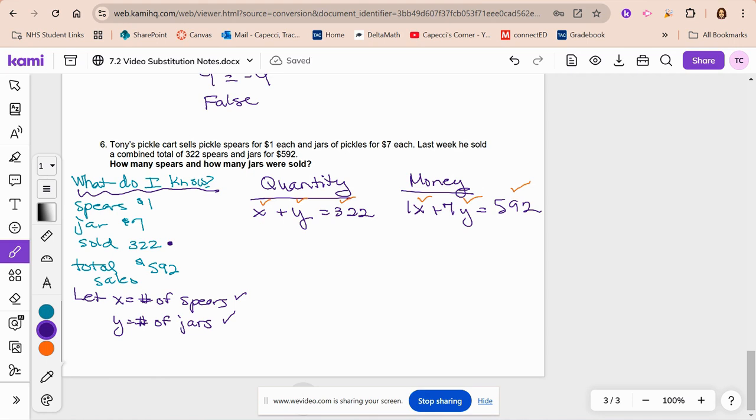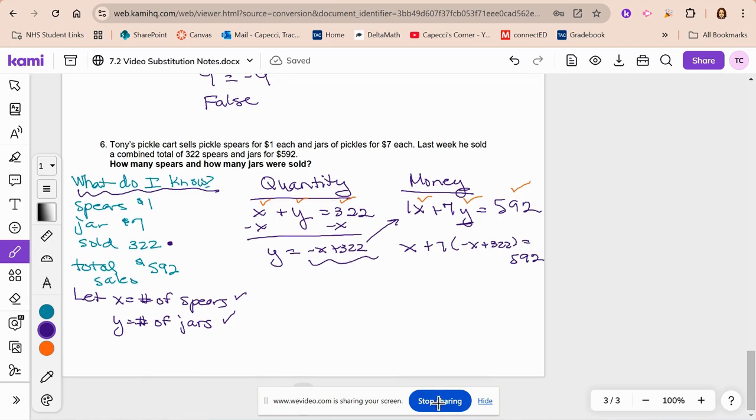Okay, so again, we can use substitution. In this case, I'll solve for y. You can solve for x if you like, it doesn't matter. I have y is equal to negative x plus 322. I'm going to go to my other equation. Now, anywhere I see y, I'm going to substitute in my expression there. So I have x, or 1x, plus 7 times negative x plus 322 is equal to 592.